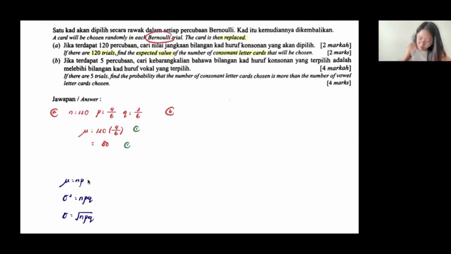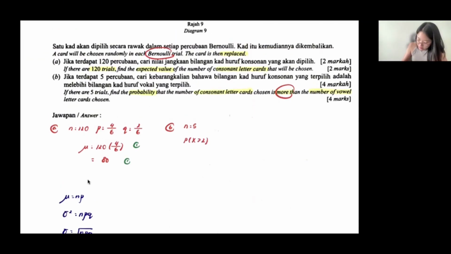If there are 5 trials, so your n is 5 now. Find the probability that the number of consonant letter cards chosen is more than the number of vowel cards. Over here, consonant cards we have 4, vowel cards we have 2. So more than vowel cards, meaning x more than 2.